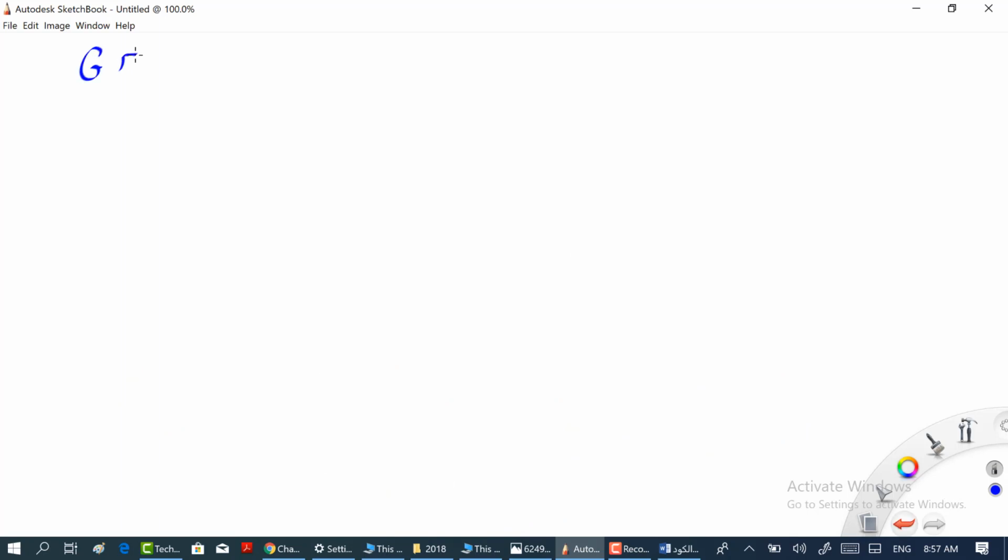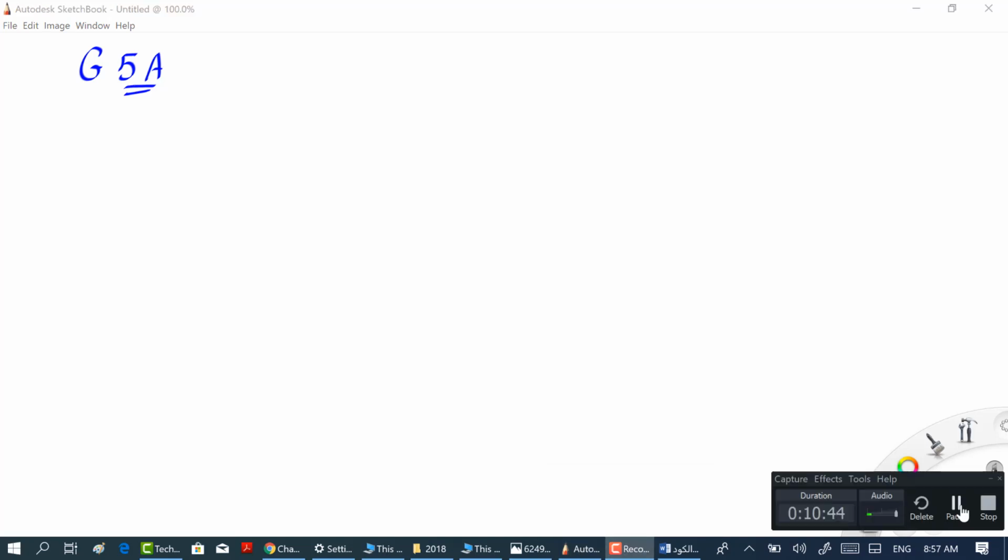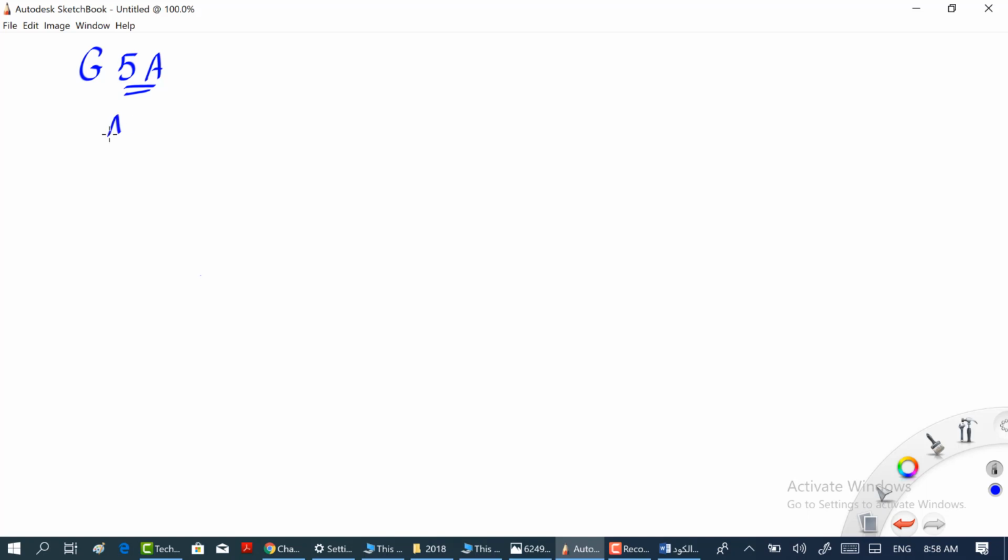Group 5A is a mixture. It includes nitrogen, phosphorus, arsenic, antimony, and bismuth: nonmetal, metalloid, and metal. But bismuth is one of the weakest metals.